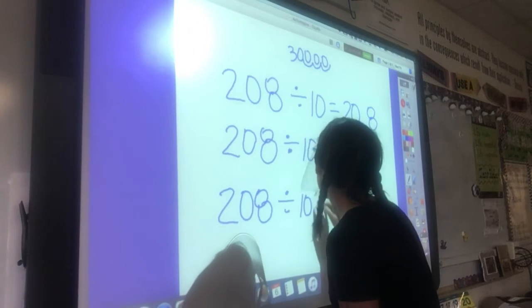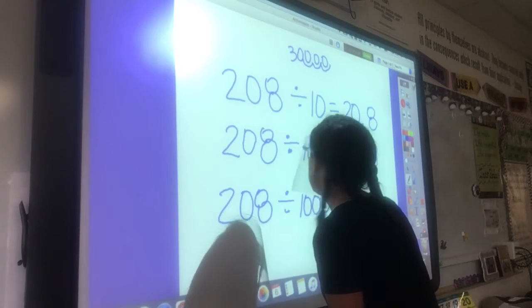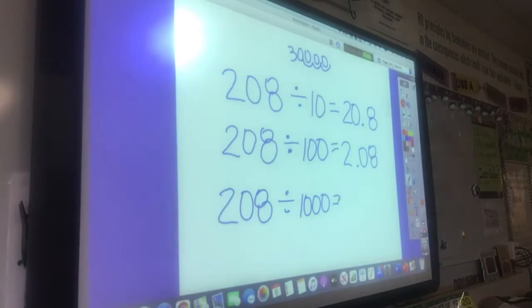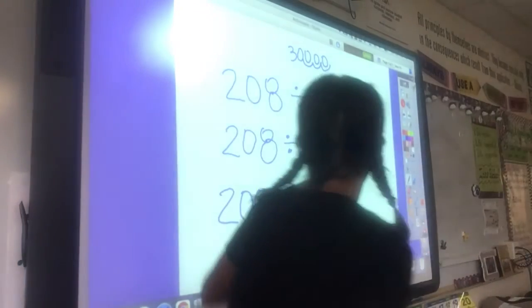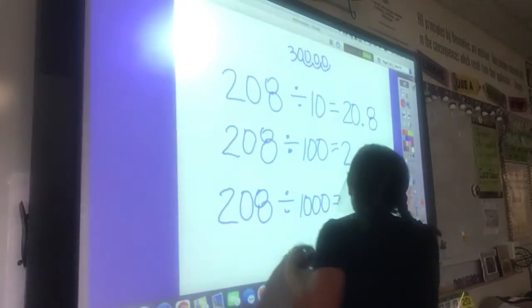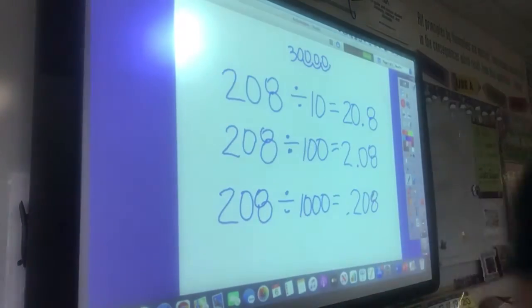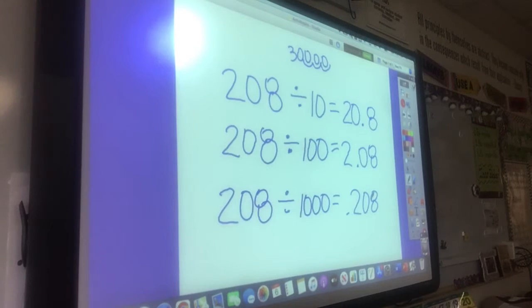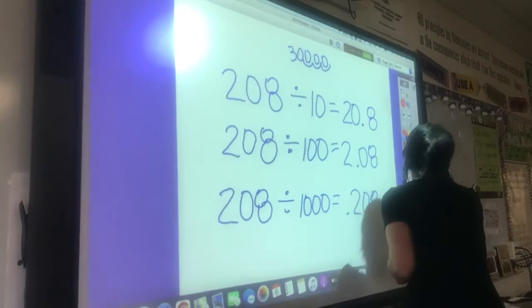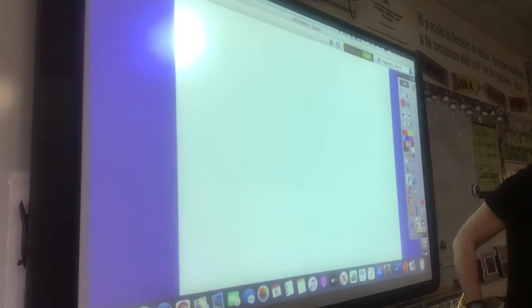Okay? And then, again, because we did this with multiplication, this should be pretty easy. We're going to divide by 1,000. And so what do you think we're going to get if we divide it by 1,000? Nathan? Point 208, yes. Okay, so that's all there is to it. So again, now that you already know the multiplication shortcut, this should be pretty easy. But let's go to your whiteboard and try a couple of these.